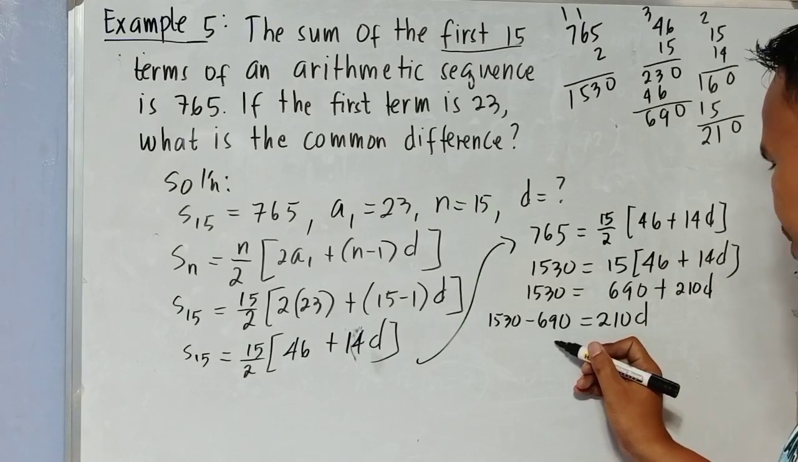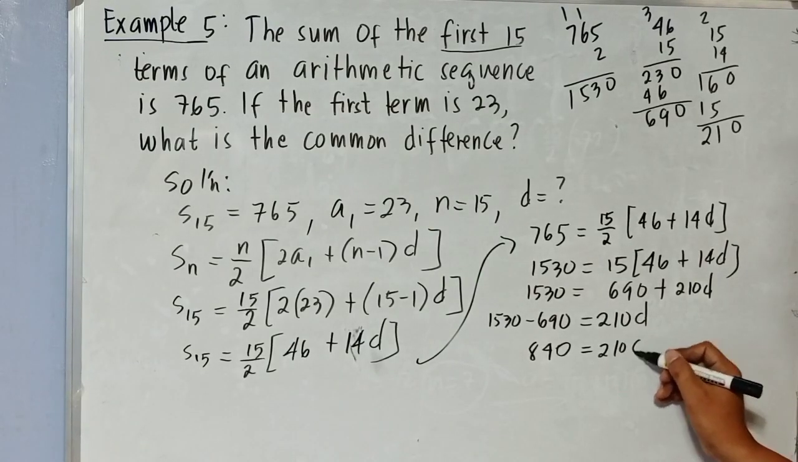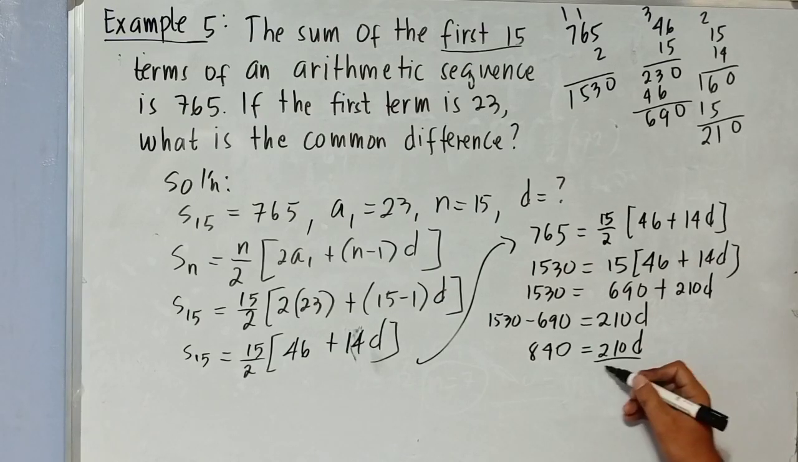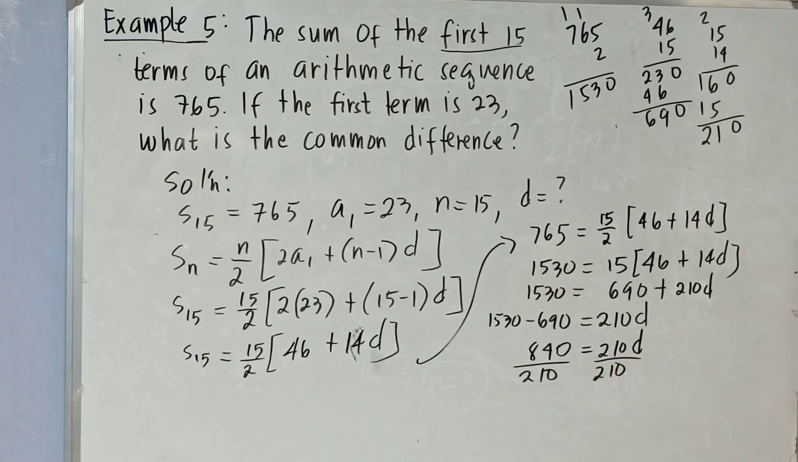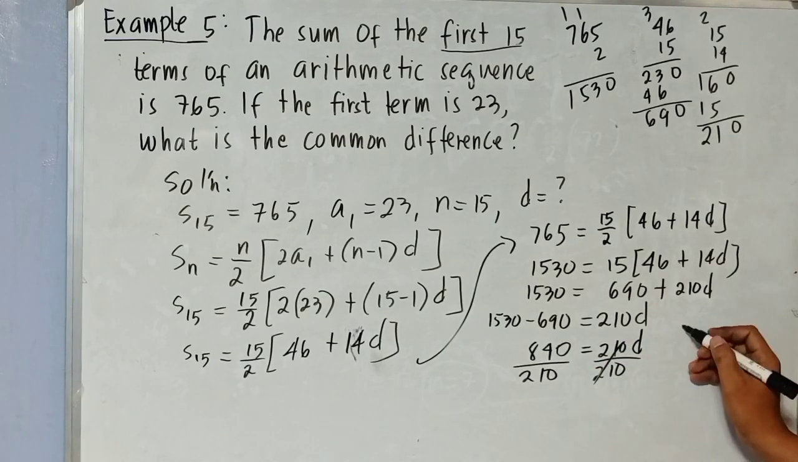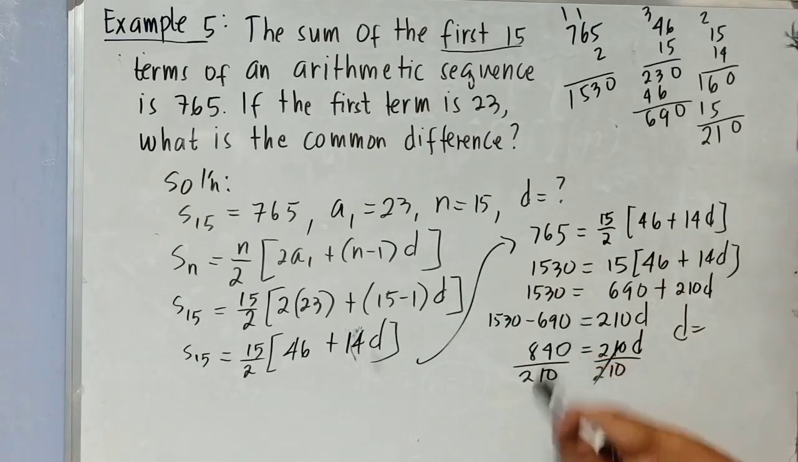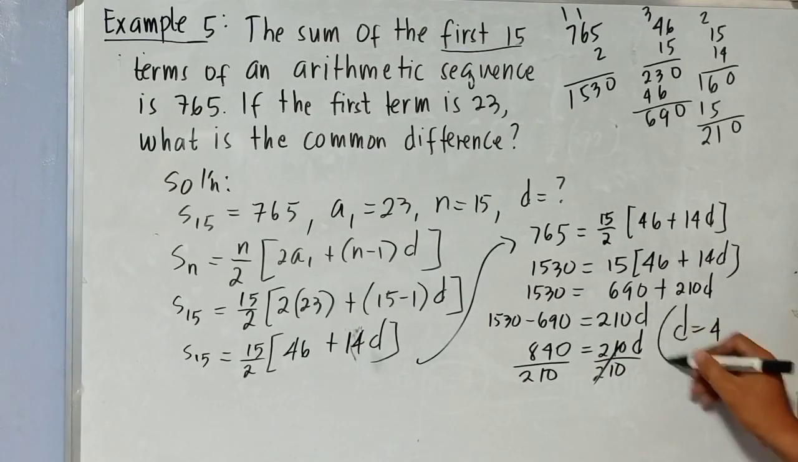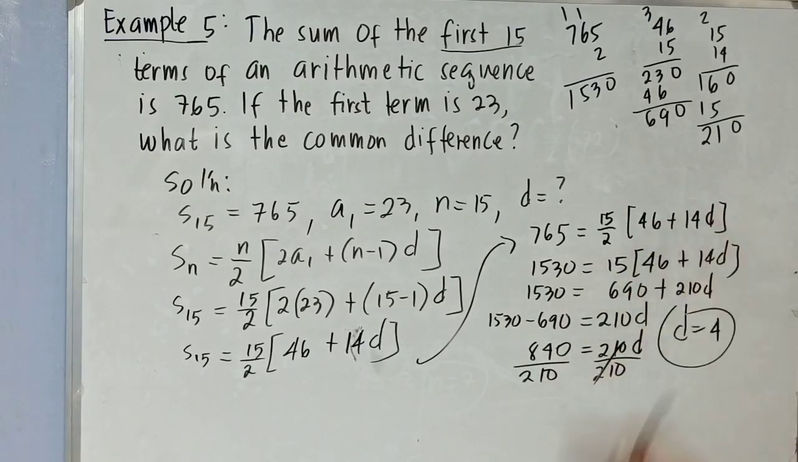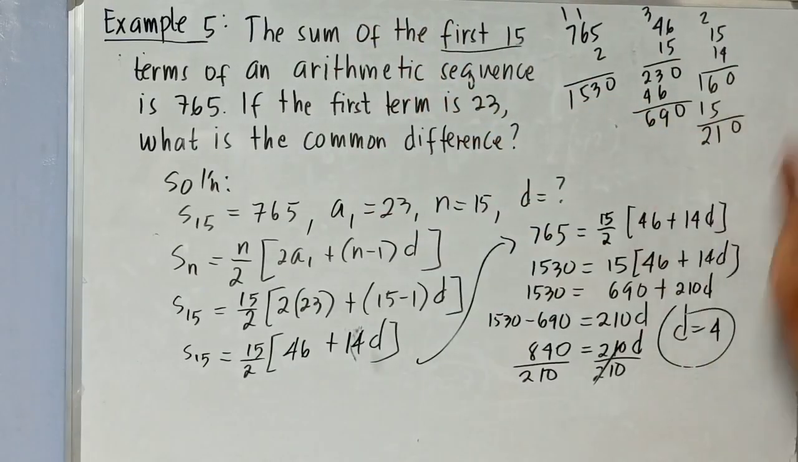Okay. That the result is 840 equals 210d. Divide both sides by 210 to solve for d. Cancel. Therefore, the common difference is 4. So, 840 divided by 210, the answer is 4. So, therefore, the common difference of this problem is 4.